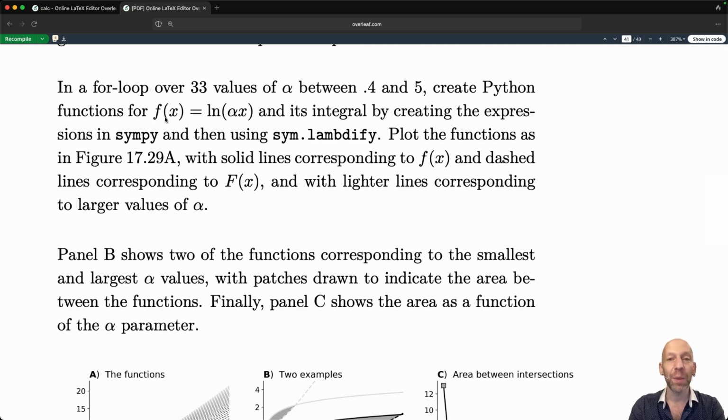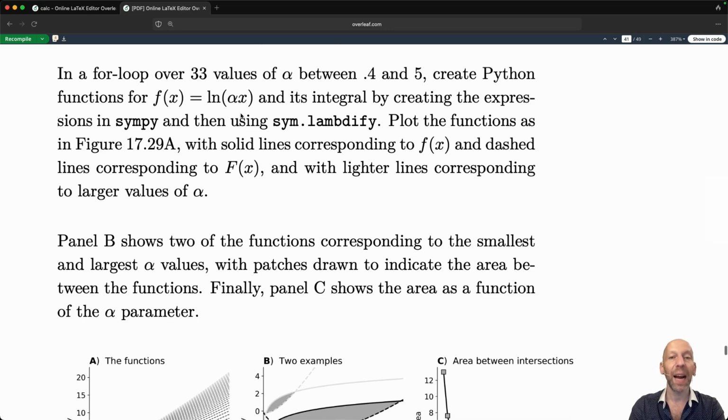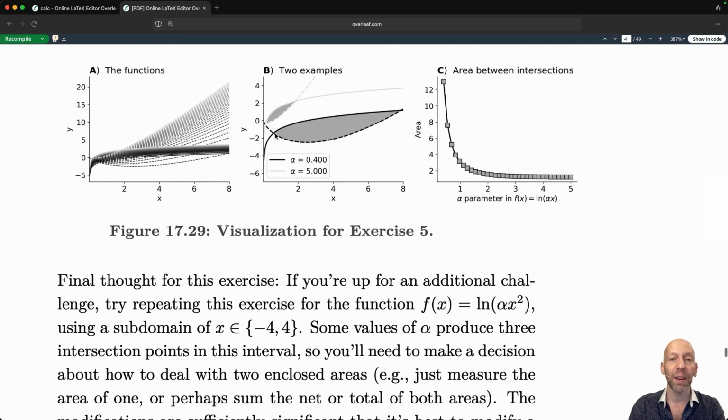Create Python functions, so lambdified functions from SymPy, for the function natural log of alpha times x and its antiderivative. And then you can calculate the area between them. Now, to calculate the definite area between these two functions, you're going to need to identify the intersection points. And that's what you see here. Well, the intersection points are not specifically drawn, but you can see where they are here. And you know from the previous exercise that SymPy cannot solve for these intersection points analytically. So therefore, you will have to evaluate these symbolic expressions numerically, and you can use the find peaks function from SciPy in order to identify the intersection points, which become the lower and upper bounds for the definite integrals.